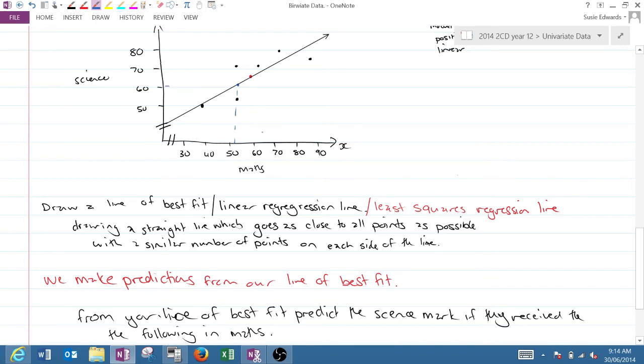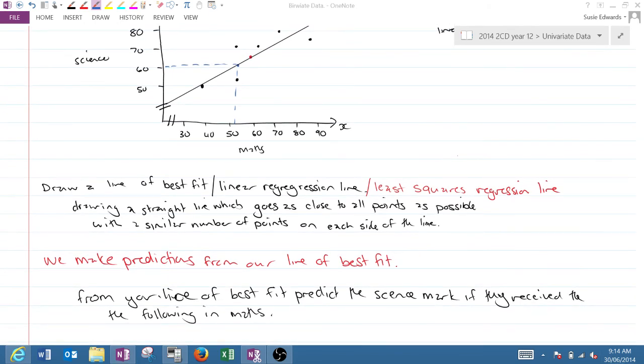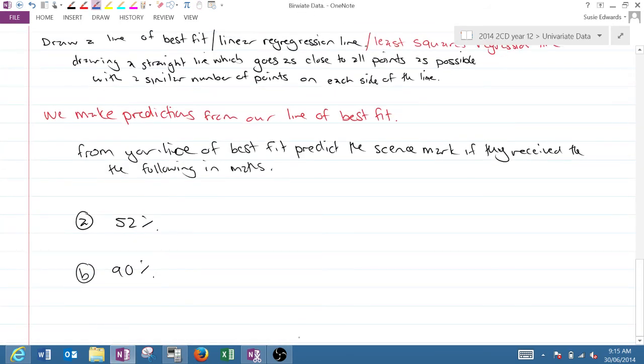It hits the line at 61. Can everybody see that? So we use our line to make predictions. So, okay, 61, that's a mark. Pretty easy marks here, guys. 61 in science.